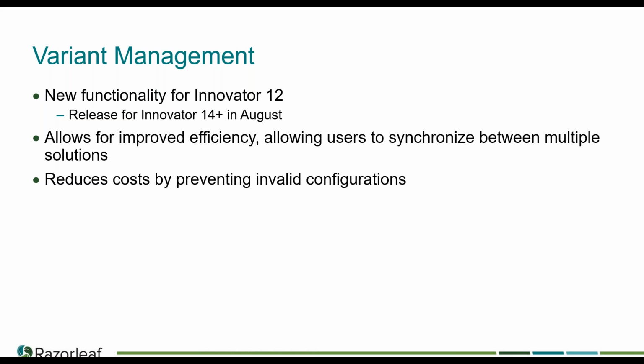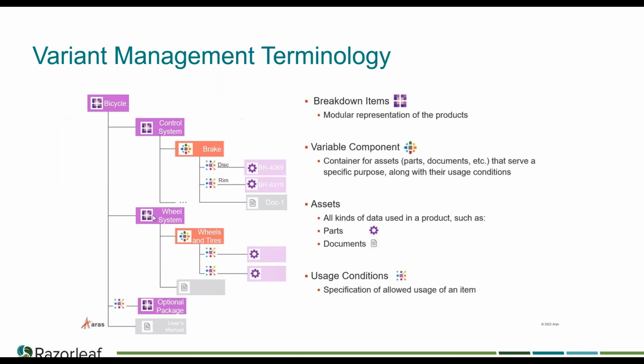What variant management, the main thing you're going to want to look for here, is it allows us to work from that 150% BOM of all possible configurations and work that down to our 100% BOM. This allows for improved efficiency within our processes, allowing users to synchronize between multiple solutions. And it'll also reduce costs by validating all possible configurations and preventing invalid ones from being put out there. So with that, let's move on.